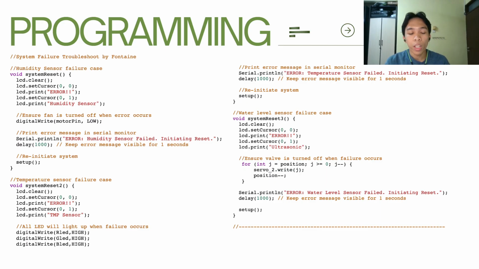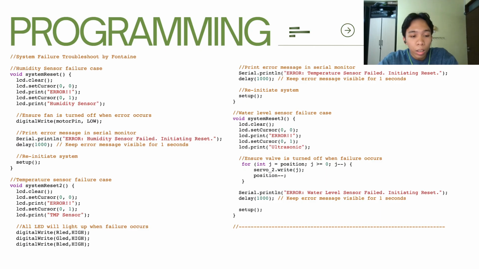And for safety measure, we ensure that the fan, which is represented by the DC motor, is turned off when any error occurs with the humidity sensor. Other than that, an error message saying that the humidity sensor has failed and initiating reset will also be printed onto the serial monitor. This tells the user which sensor has faced the error. It will delay for 1 second, and the system will reinitialize itself, which means it will run the setup function. After this, if the humidity sensor still faces any error, this system reset function will keep repeating itself, keep running until the error faced by the humidity sensor is resolved.